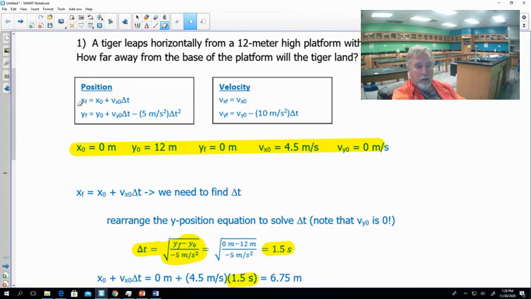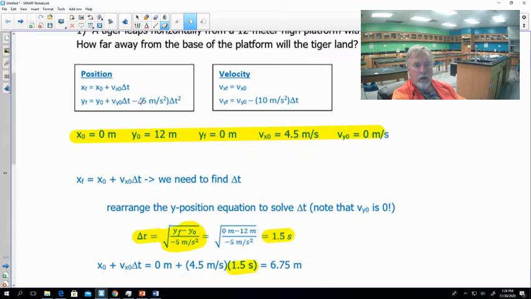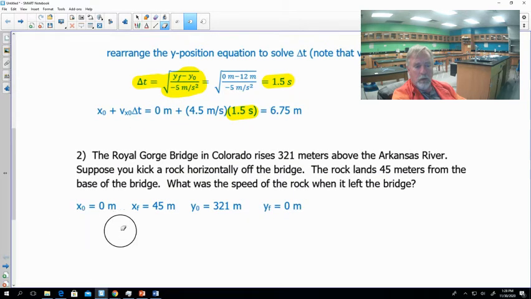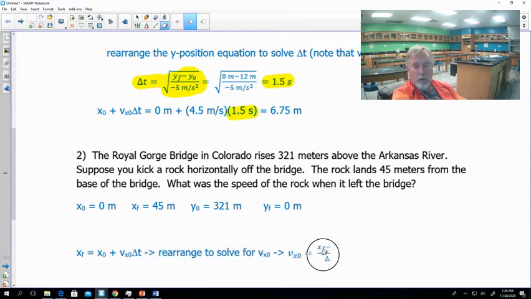Do we know xf? Yes. Do we know x0? Yes. But again, we don't know delta t. So how are we going to find it? We're going to rearrange our equation. And we see vx0 is equal to our delta x, or xf minus x0, over delta t.